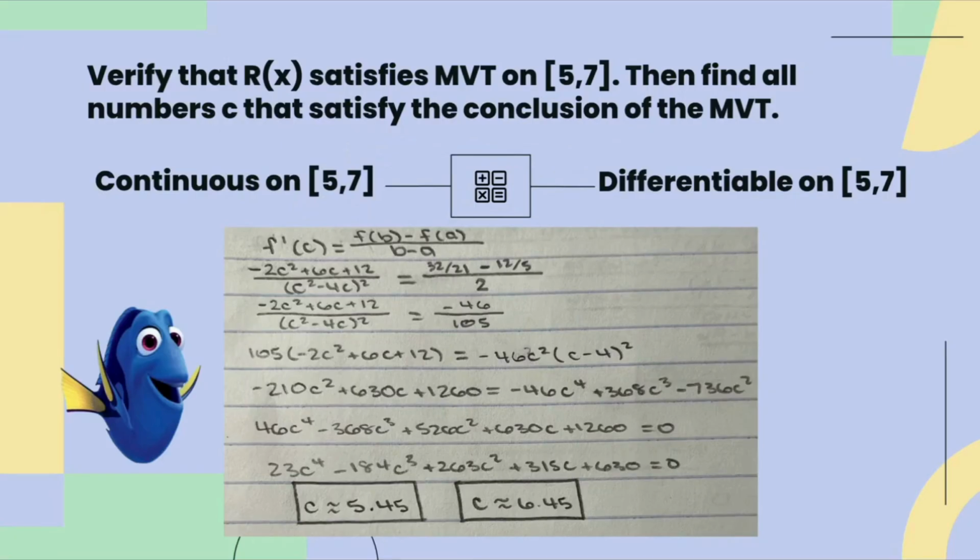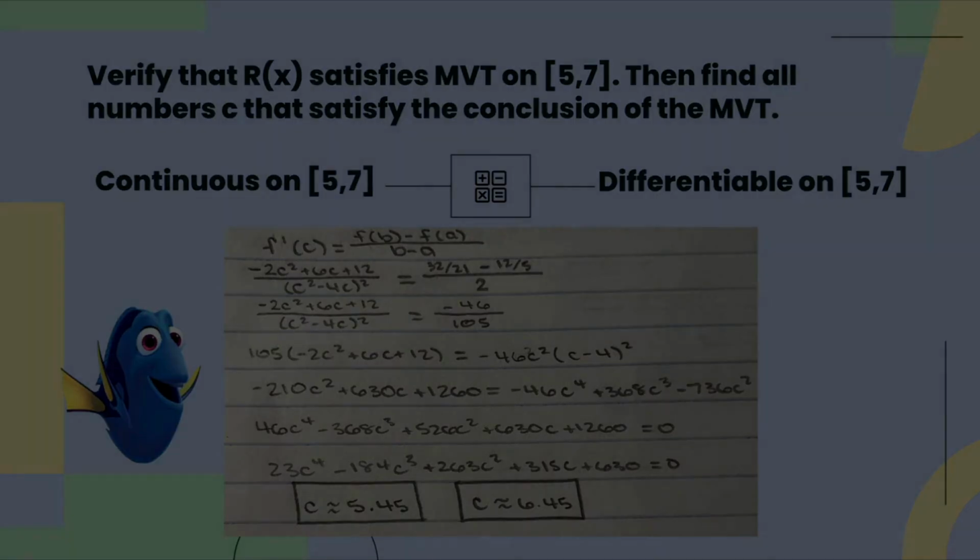Since it satisfies MVT, that means there exists a number c on the interval 5 to 7 where the instantaneous rate of change is equal to the average rate of change of the function. To find these values, we use this general formula, and taking the first derivative I found and replacing the x with c, I make it equal to the average rate of change on the interval. After simplifying and everything, I found that c's two values were c equals approximately 5.45 and 6.45, which is indeed in the interval.